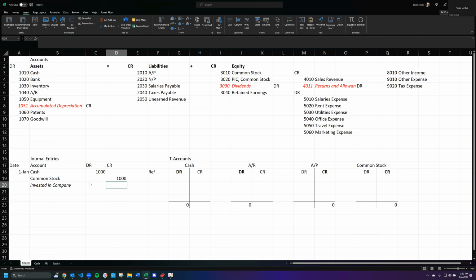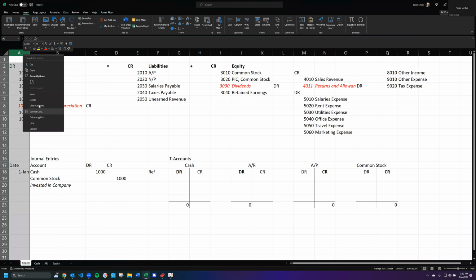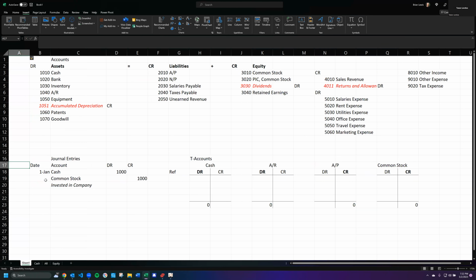Okay, so this first entry, let me put a little insert here. We're going to do a little reference right here, and we're going to call this A. For reference A, we're going to put 1,000 here, and we're going to go over to common stock and put 1,000 here. Right?